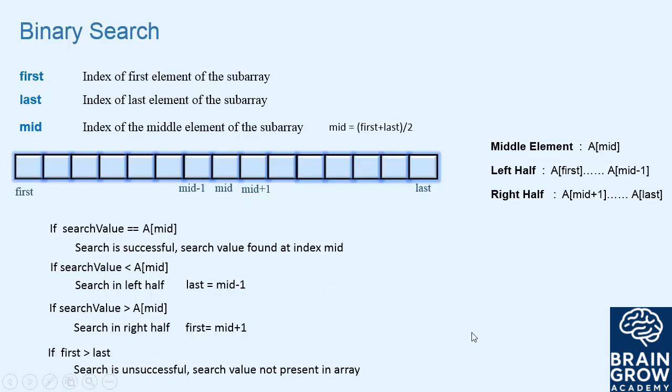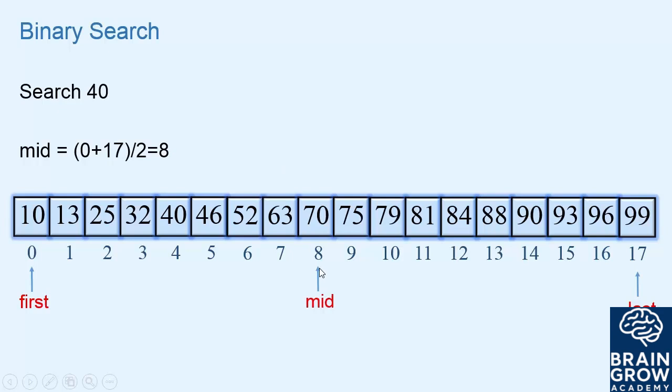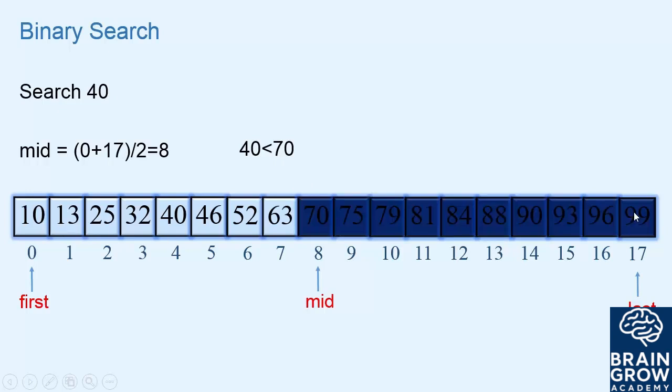Now let's understand this with the help of some examples. We have the sorted array, and suppose we have to search value 40 in this array. Index of first element is 0 and index of last element is 17. So variable first is equal to 0 and variable last is equal to 17. Now we calculate mid. It comes out to be 8. So this is the middle element. Now the search value is less than this middle element. So we have to search in this left half. We ignore this middle element and the right half.